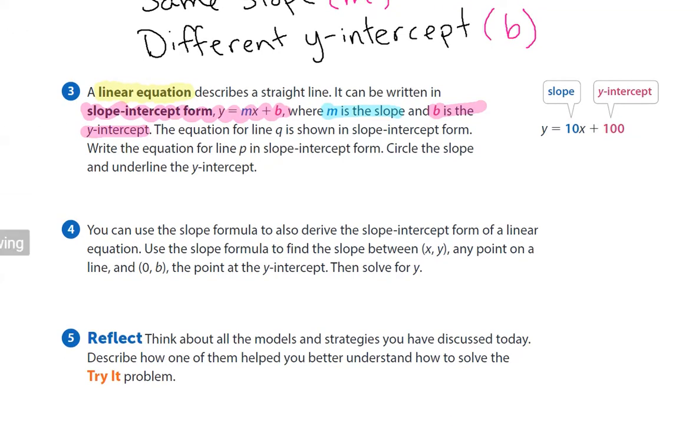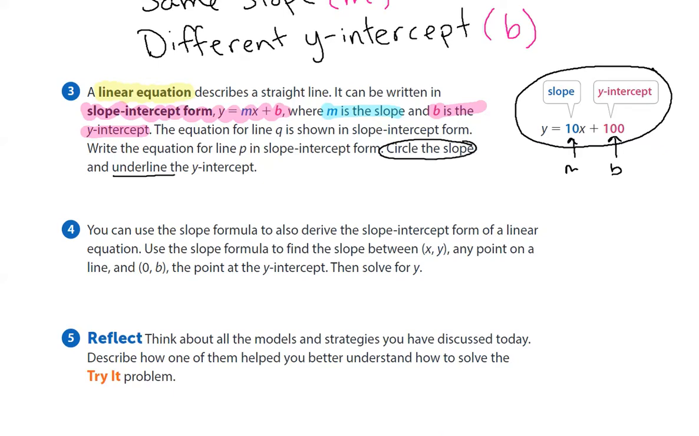And oh, look, they put it over here too. They put it so many places to help you remember. The slope goes here, the y-intercept goes there. That's the m, and that's the b. The equation for line Q is shown in slope-intercept form. Write the equation for line P in slope-intercept form. Circle the slope and underline the y-intercept.